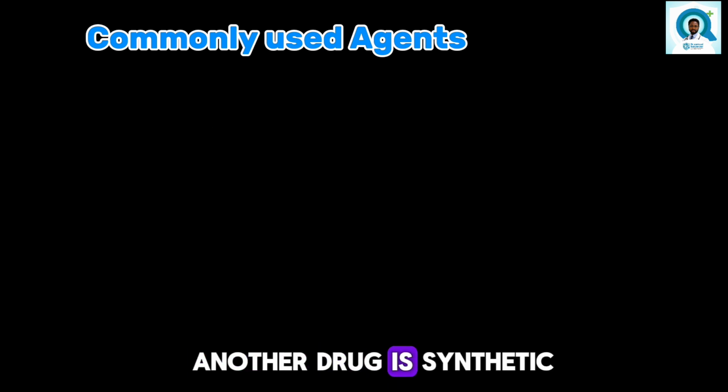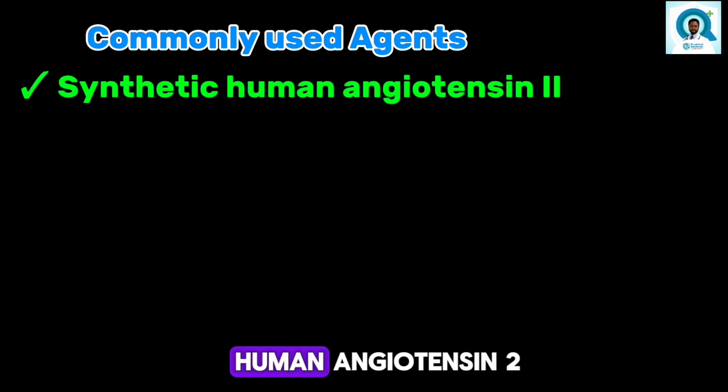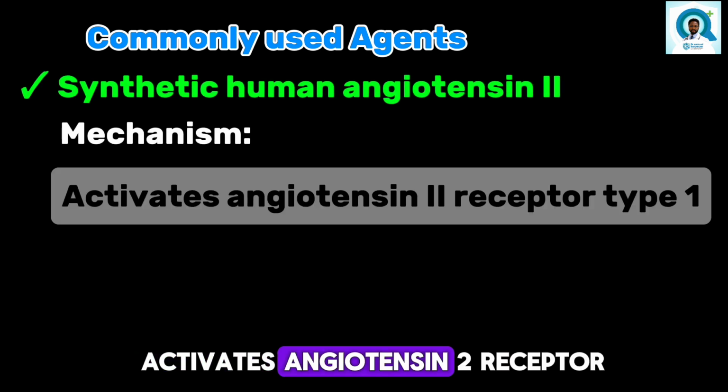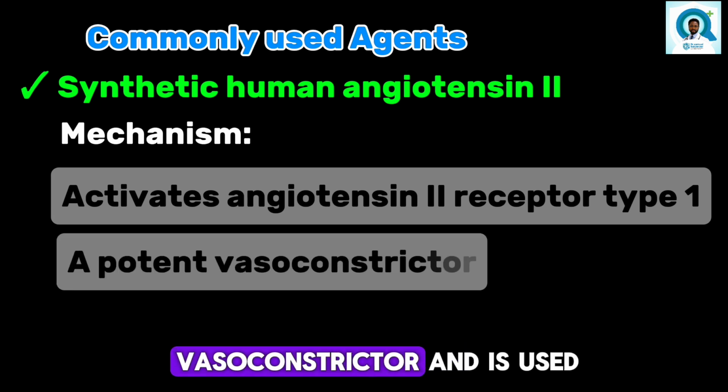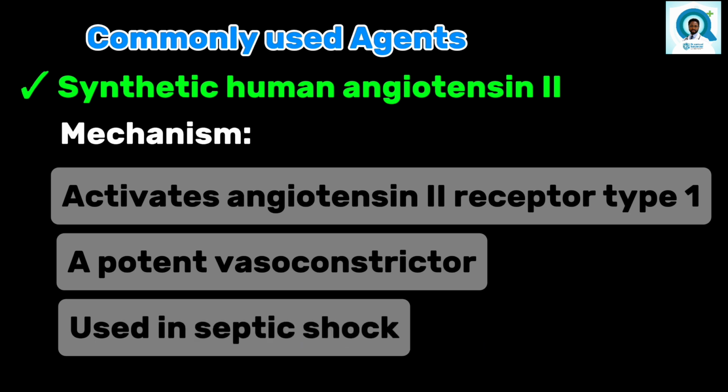Another drug is synthetic human angiotensin 2, which activates angiotensin 2 receptor type 1. It is a potent vasoconstrictor and is used in septic shock as well as other distributive shocks.